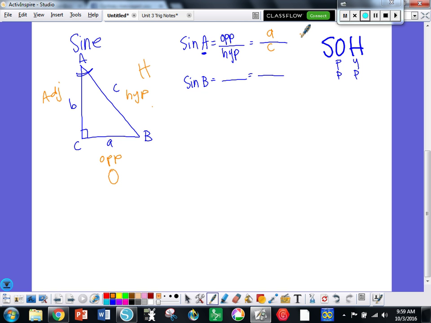What happens then if I change the angle from angle A to angle B? If I change it to angle B, what happens to my side labels? They switch a little bit, right? Is this still the hypotenuse? Yes. But what is this now? It is no longer adjacent. It is now opposite, right? And this is no longer opposite. What is it now? Adjacent. So sine doesn't change. It's still opposite over hypotenuse, but in this case, my opposite side is B.